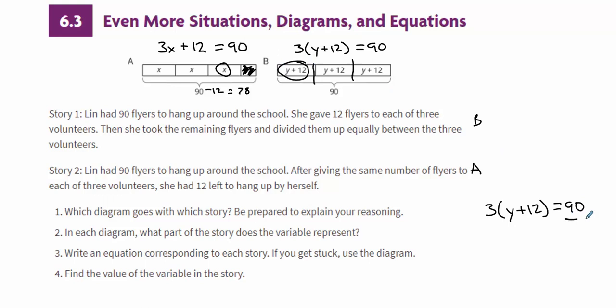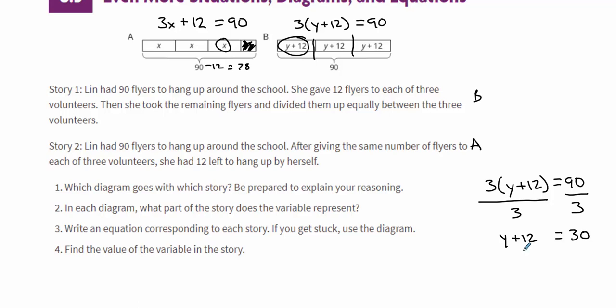So I'm going to take the 90 and divide it into 3 equal parts. And that tells me that one of those parts is equal to 30. y plus 12 is equal to 30. So what number plus 12 is equal to 30? I can do that by doing some subtraction here. So y is equal to 30 minus 12, which is 18. So y is equal to 18.